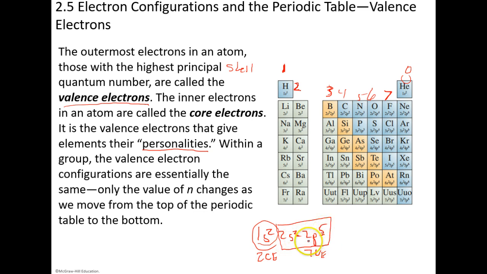Now, a lot of people think, well, doesn't chlorine have 5 valence electrons? No. I understand what you're doing. You're doing the outer, but what you're doing is the outermost subshell electrons, not the outermost shell.